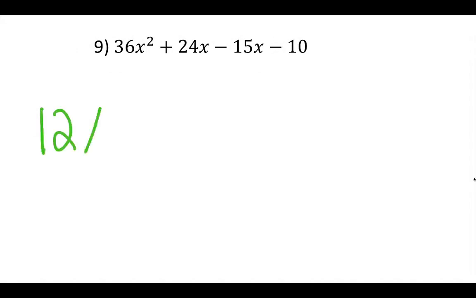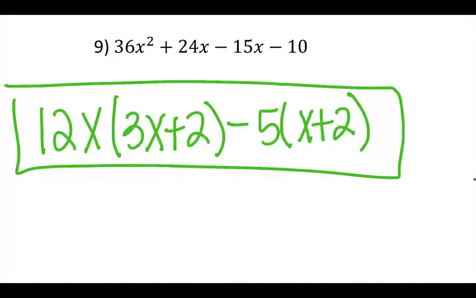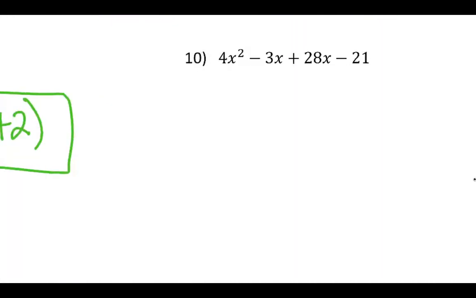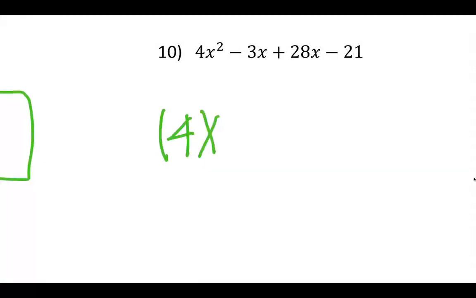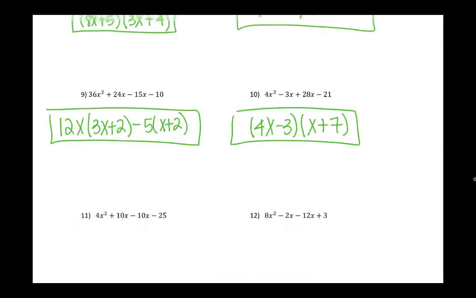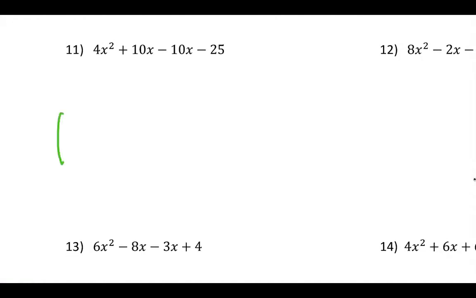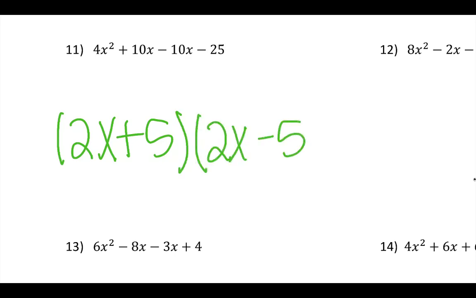This one completely factored is 12x times 3x plus 2 minus 5 times x plus 2. And again, those two inside parts are not the same, so I can't combine them. 10 should factor to 4x minus 3 times x plus 7. 11 should factor to 2x plus 5 times 2x minus 5.